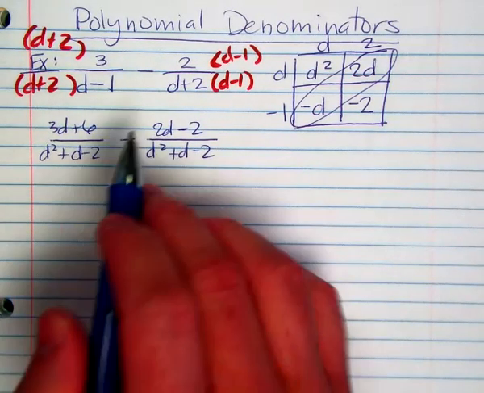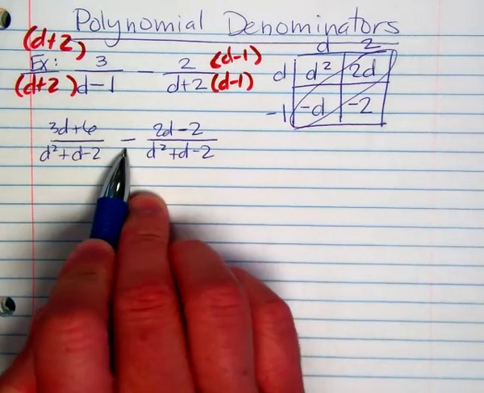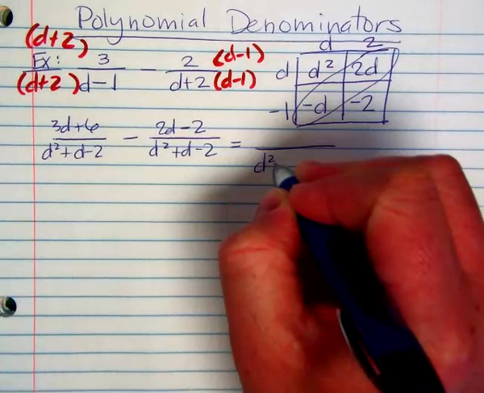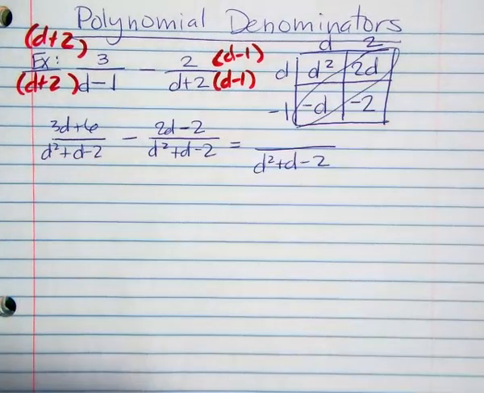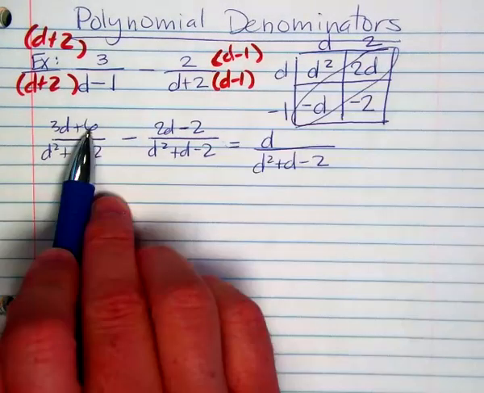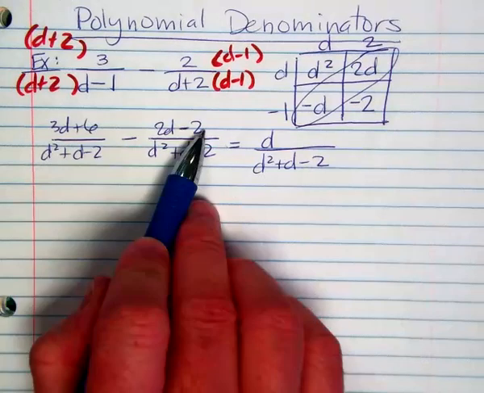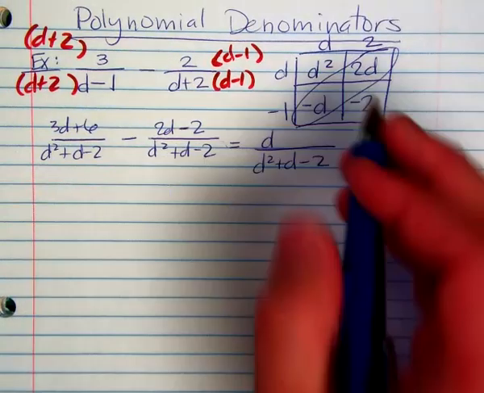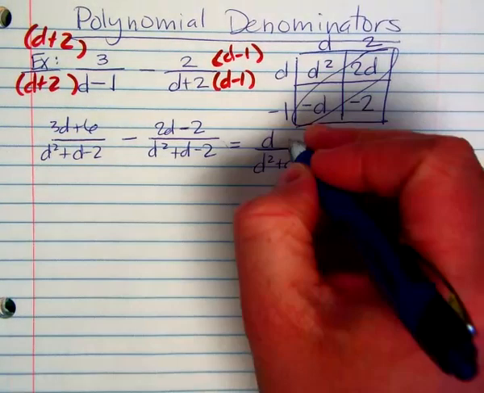Please keep in mind and be careful, this is a subtraction problem. So as I combine my like terms, knowing that my denominator is now d squared plus d minus 2, I have 3d minus 2d, which is 1d. I also have 6, and pay close attention to this part, minus negative 2. What's minus negative the same as? Adding. So I'm actually doing 6 plus 2 to get positive 8. This will be my final answer.